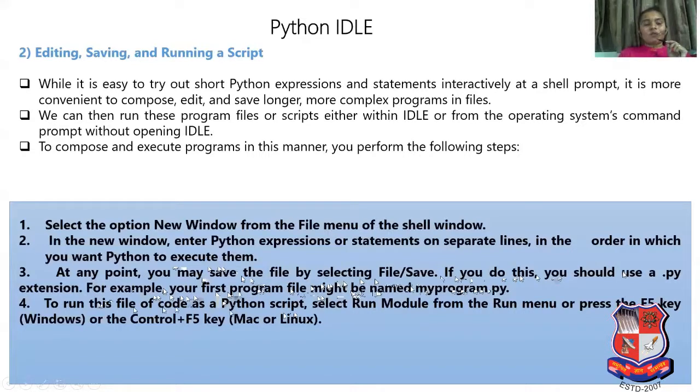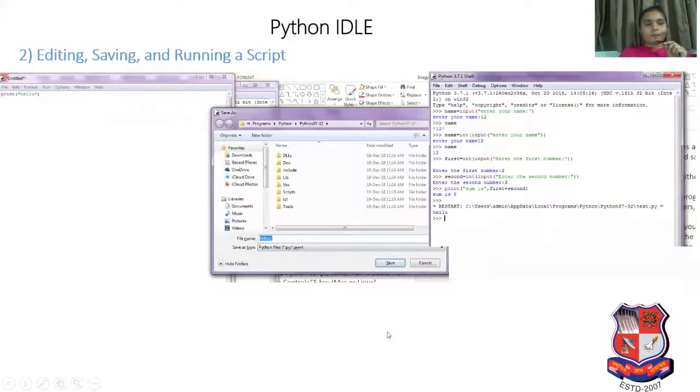Now to run this file of code as a Python script, select Run Module from the IDLE Run menu, or press the F5 key in Windows, or Control plus F5 if you are using Mac or Linux OS. So this is the example. I have created a particular file, then you can save it using .py, and then you can execute it here. When I run this file using the Run window, it will be executed in this way on the interactive shell. You can see the output in this interactive shell.